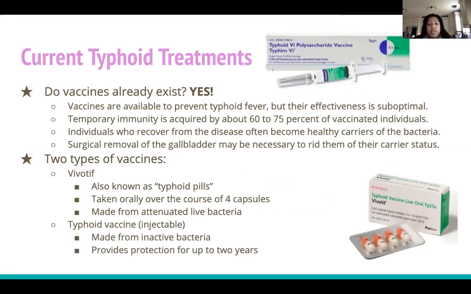And then, do any vaccines exist? Yes. Vaccines are available to prevent typhoid fever, but their effectiveness is not always 100%. Individuals who recover from the disease can often become healthy carriers, which means that even though they might not be symptomatic, they will still have the disease in their system. So to get rid of that, sometimes you might have to have a surgical removal of the gallbladder.